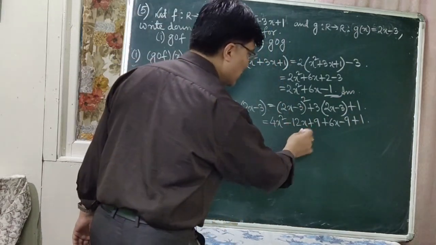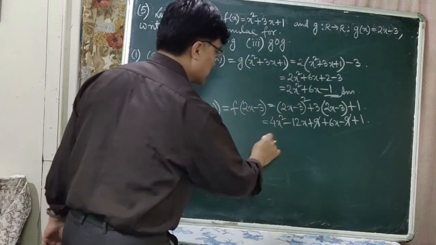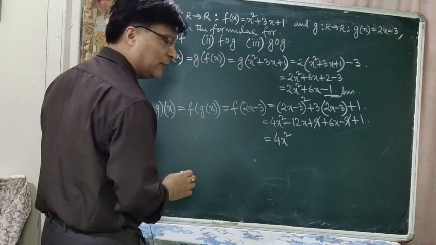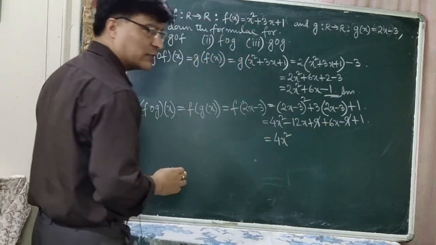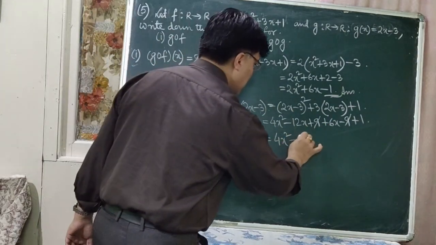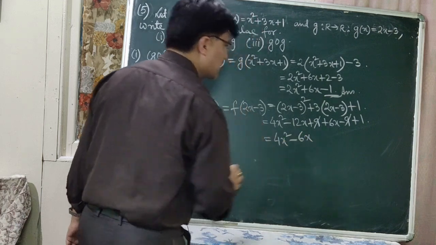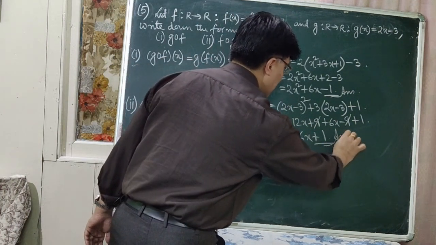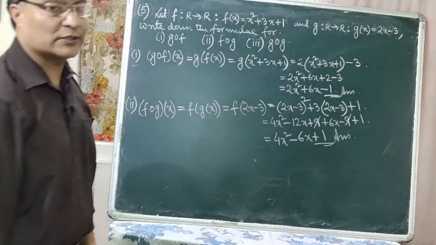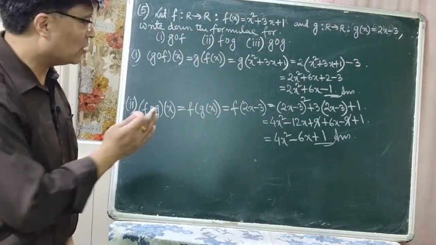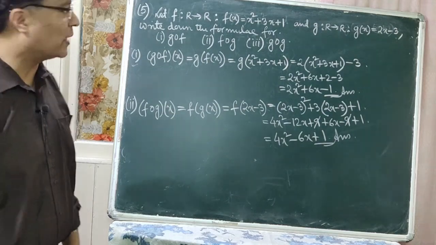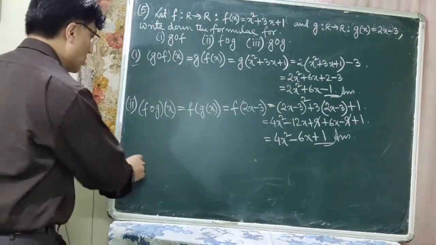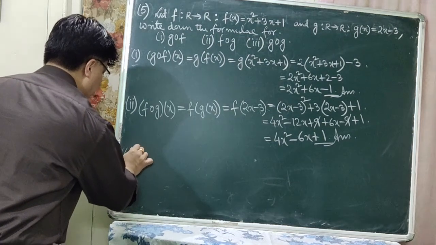Okay. So now you can simplify it further. Here 9 and 9 cancel, which is equal to, this is your 4x square. Okay. Minus 12x plus 6x. You can subtract it. This is minus 6x. Okay. Then you have to write plus 1. So this is the answer for the second part. So I think you have understood this one also. Okay. Now let's find out number 3 now. GOG. That is number 3.